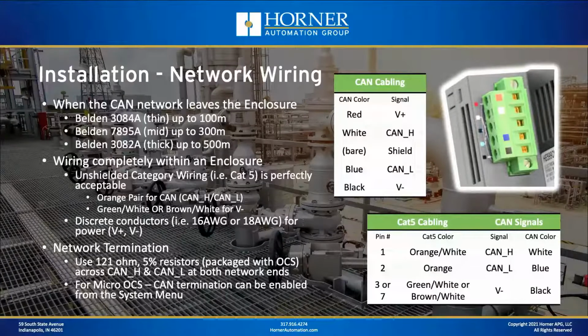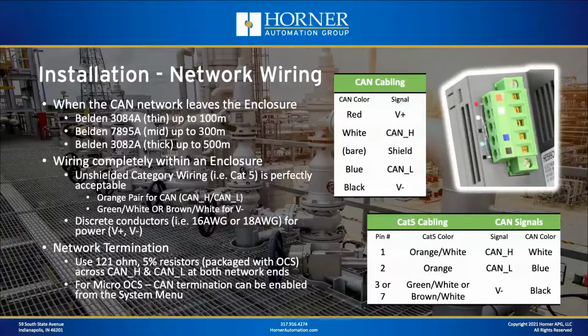So the CAN network is therefore exiting the OCS enclosure and moving across the factory, some number of feet or meters. So in that scenario, you really should use CAN cable, okay? And there are 3 different types of CAN cable that we recommend. The Belden numbers are shown there on the screen. There's thin, mid, and thick that range anywhere from 100 meters maximum to 500 meters maximum. So again, if the network leaves the enclosure, use real CAN cable, which consists of 2 twisted pairs, 1 twisted pair for power, the other twisted pair for network, with an overall shield.